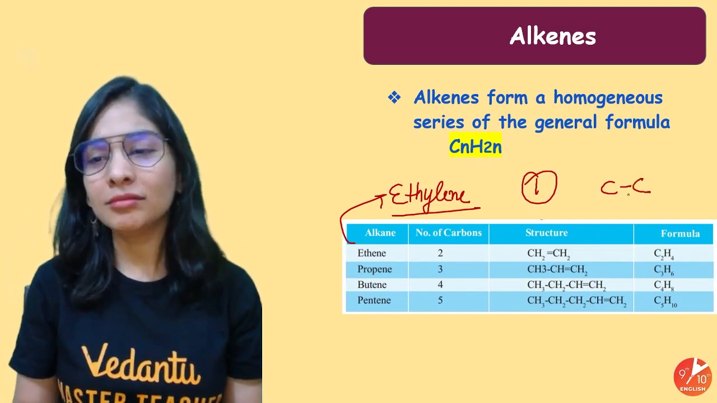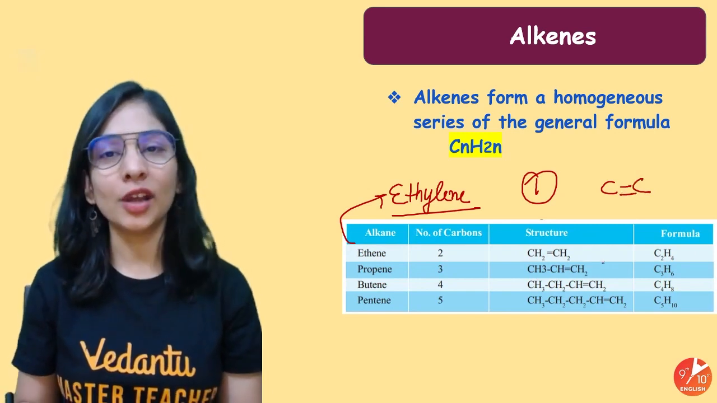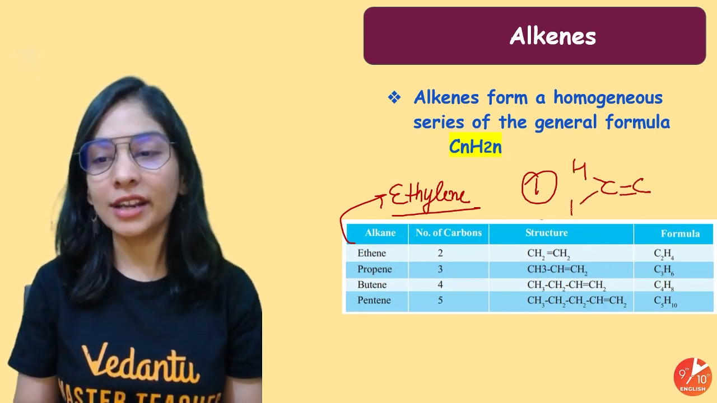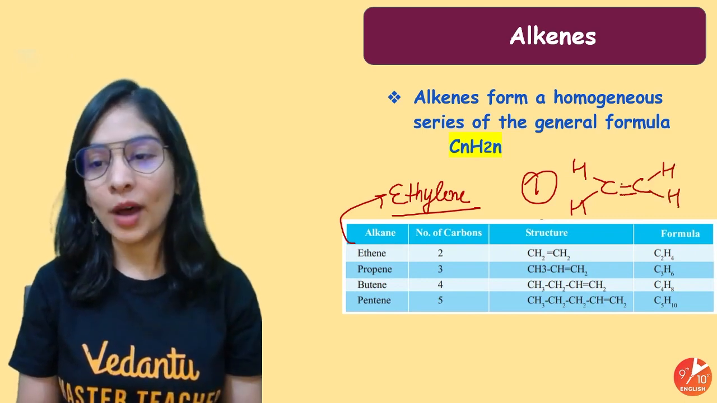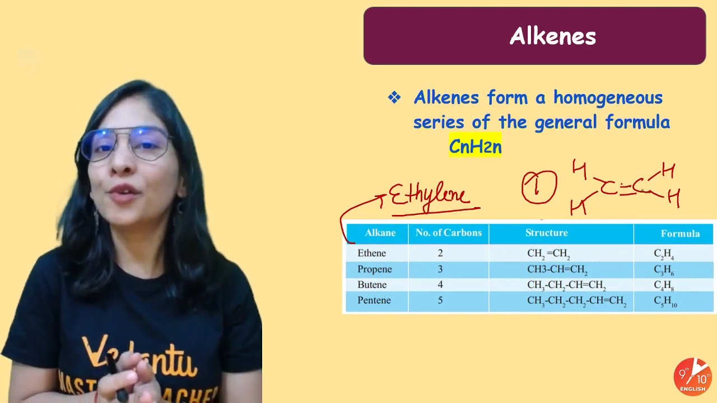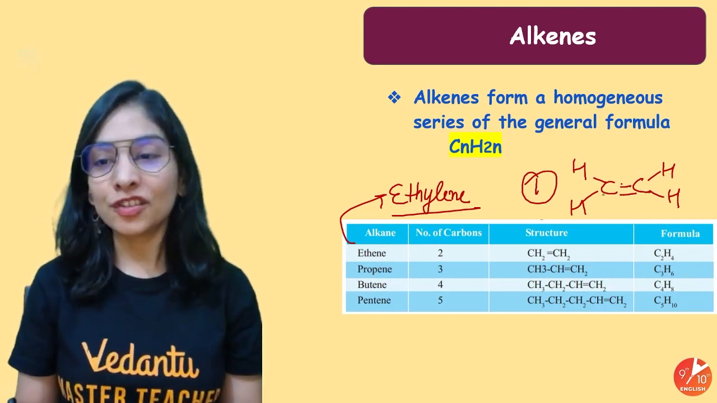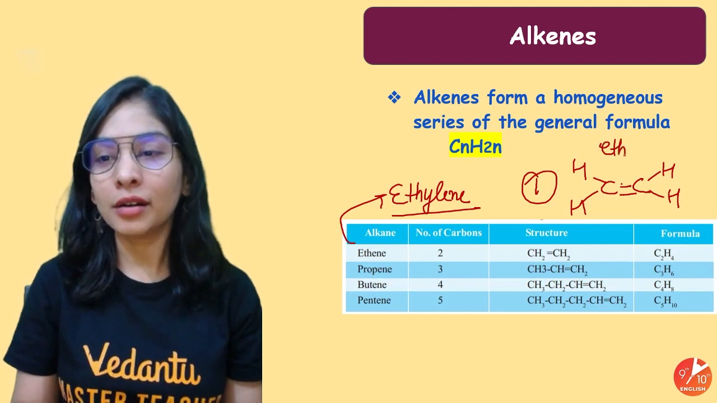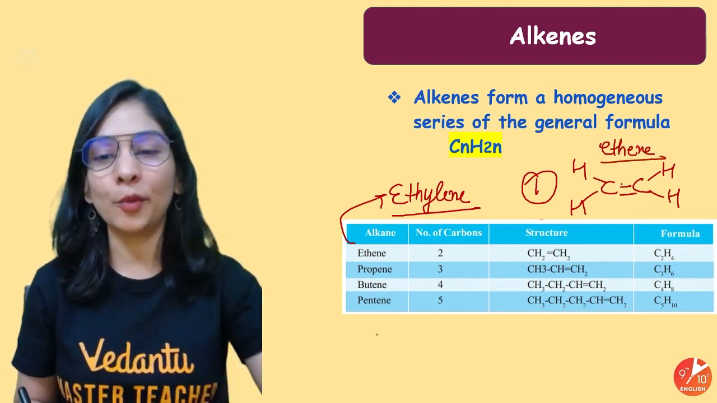So if 2 carbon, obviously there must be a double bond, and then write hydrogen accordingly so that every carbon must make 4 bonds. So 1, 2, 3, 4. For this carbon, 1, 2, 3, 4. Every carbon is making 4 bonds. Our job is over. So this is my ethene. Eth for 2 carbon, ene for having a double bond between it.